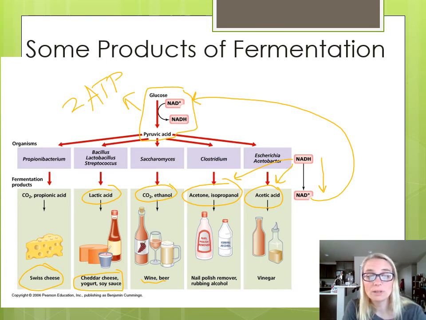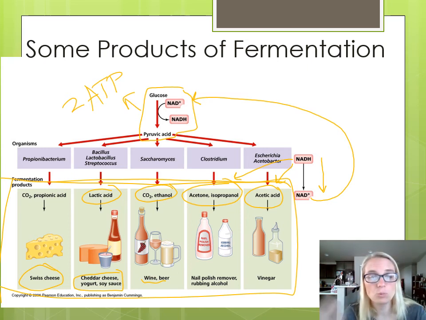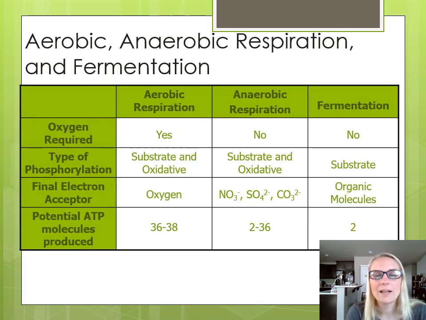And this is just bacteria's waste products. So all of these fermentation products that we've listed here that bacteria make, that's just their waste products. We as humans have stumbled across these and said, oh, yum, yogurt and cheese and wine and beer and vinegar to some degree, and then industrial uses like nail polish remover, acetones, and rubbing alcohols, just the byproduct of bacterial metabolic pathways.